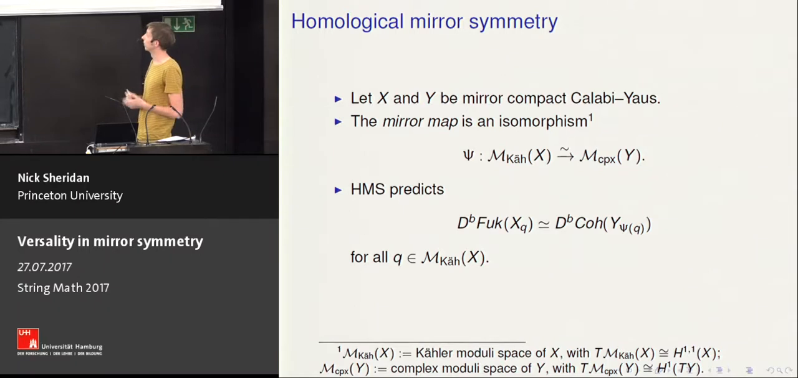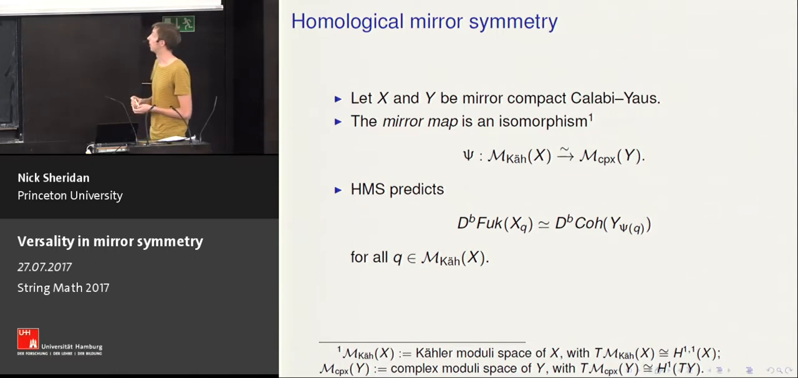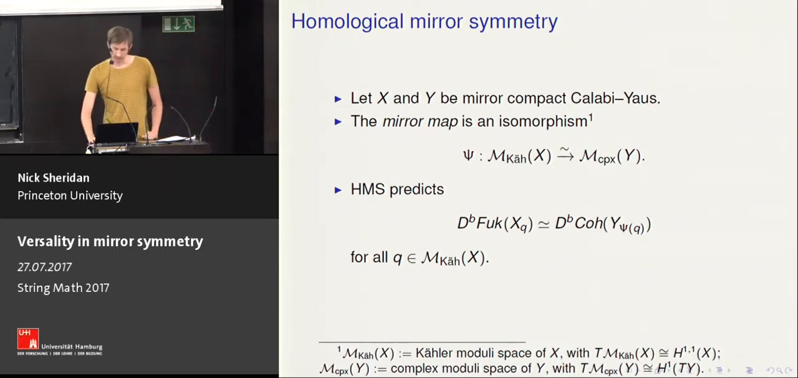And homological mirror symmetry says that the Fukaya category of X, equipped with a Kähler form corresponding to a point Q in the Kähler moduli space, should be equivalent to the derived category of Y, equipped with a complex structure corresponding to the point psi of Q in the complex moduli space. So this is really going to be a story about how these categories vary with these parameters.